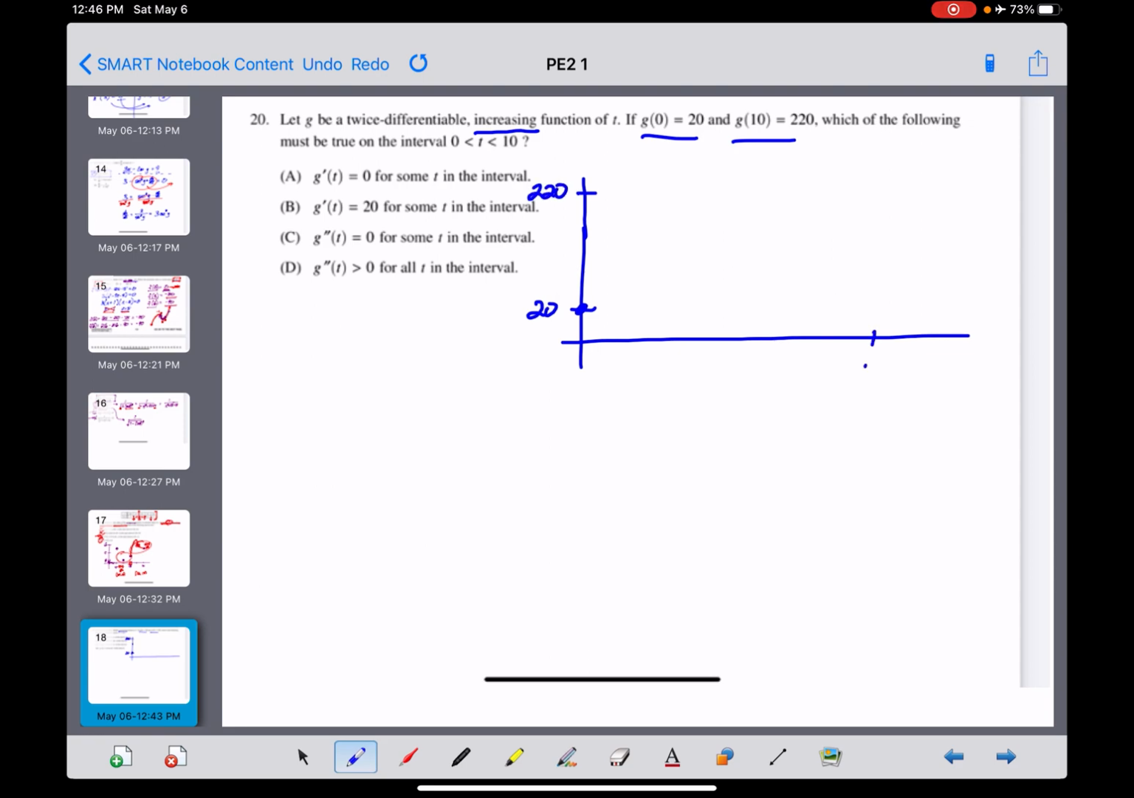So I'm just going to randomly say the point (10, 220) is right about here, and g is a function that needs to connect those 2 points. Now, they did tell us that the function is strictly increasing, so I can't draw something that goes up and then comes back down again, because that function would not be increasing. So I've got to connect these 2 points, and probably the most boring way I could do it would be as a linear function connecting the two of them.